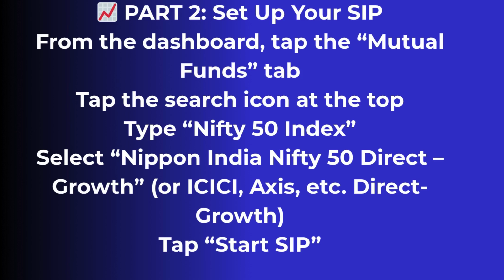Part 2. Set up your SIP. From the dashboard, tap the Mutual Funds tab. Tap the search icon at the top. Type Nifty 50 Index. Select Nippon India Nifty 50 Direct Growth, or ICICI, Axis, etc. Direct Growth. Tap Start SIP.